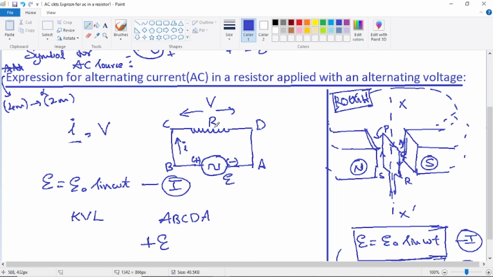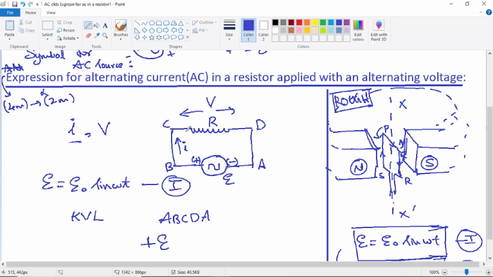So R does not denote just this portion. The entire portion's resistance can be taken as R itself. The reason is that this portion and this portion are connecting wires. Connecting wires have resistance 0. So the total resistance is R plus 0, which is R.